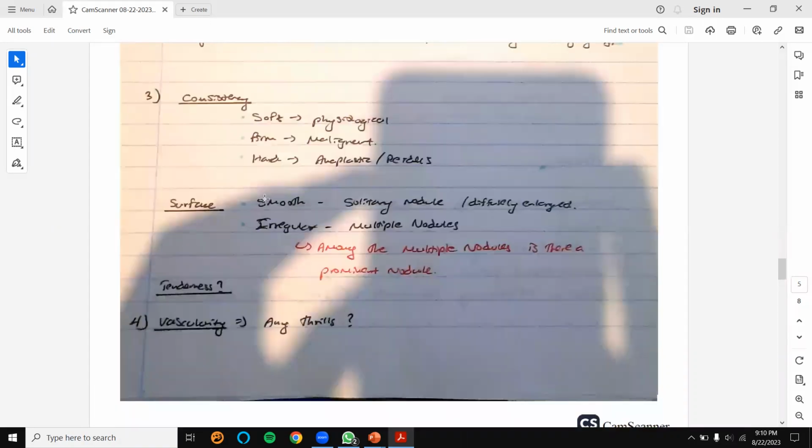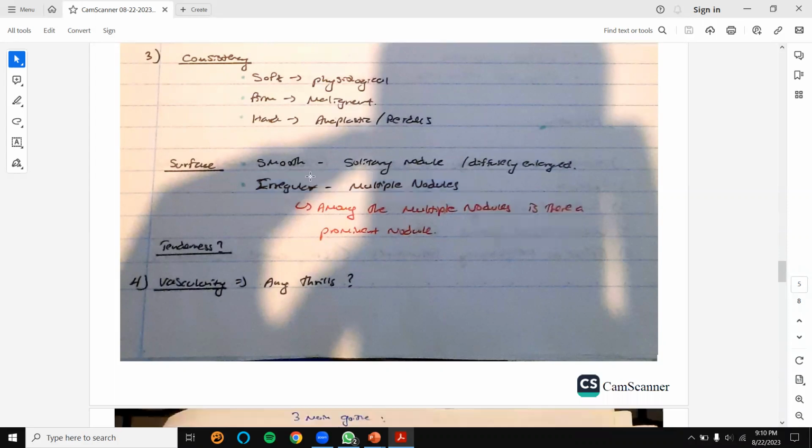Then the surface. If it's smooth, it could be a diffusely enlarged goiter. Irregular means there are multiple nodules. If it is smooth and you just feel a solitary nodule, it's a solitary nodule.